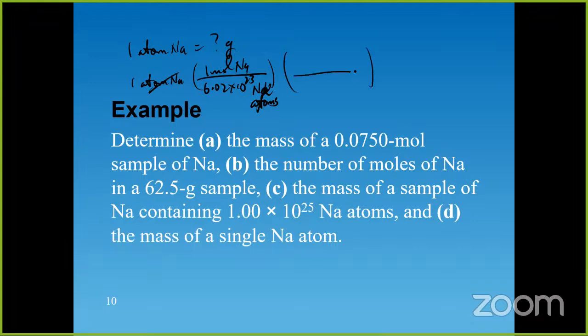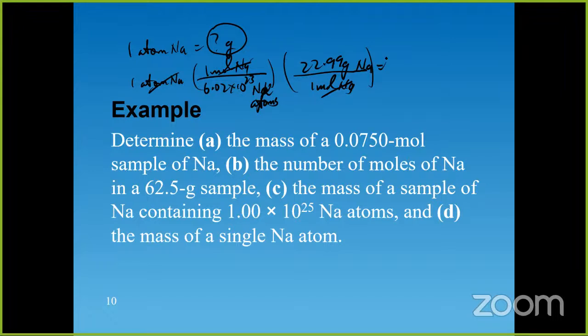What would be the next conversion factor? Remember now, we're trying to get grams. Okay, so in other words, a molar mass, right? Which would be 22.99 grams of sodium over 1 mole of sodium. That goes with that. So let's see what that gives.